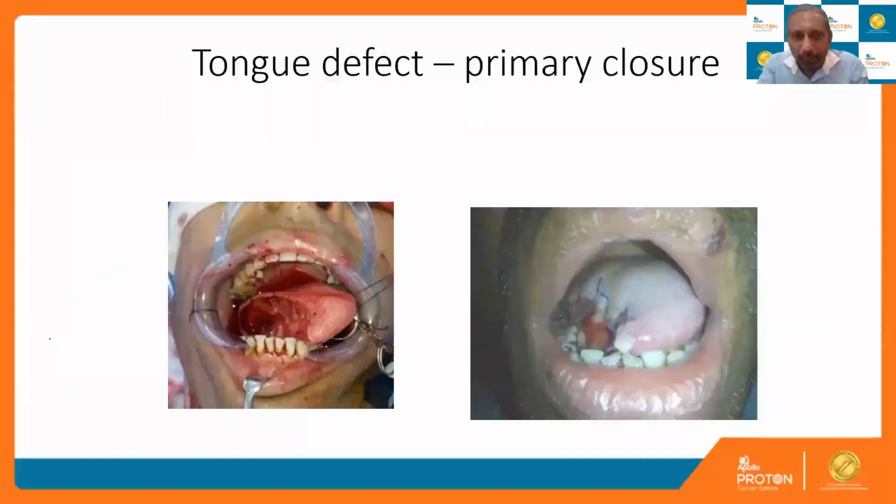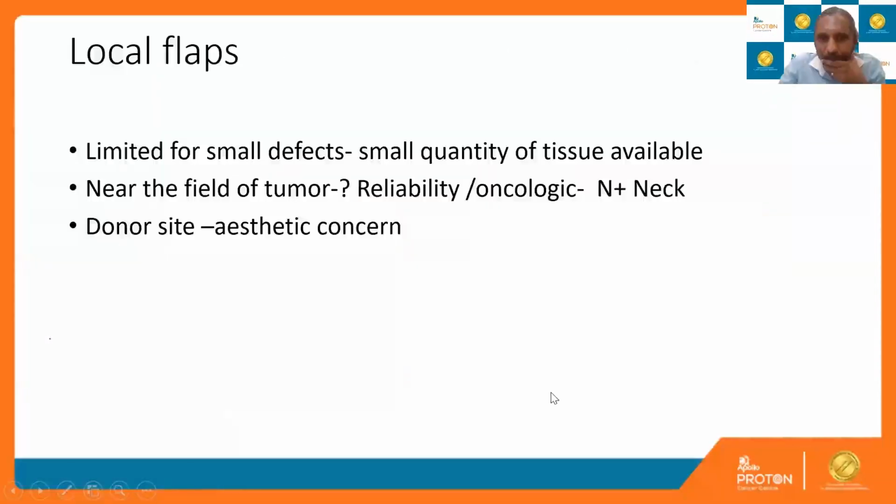So these are some examples I will show. This is a small defect with only isolated lateral tongue. We can use primary closure with the tip left like that. Initially people used to rotate the tip and make it heal, but I don't think that gives a better result. The best functional outcome is expected if you leave the mobile tongue free.